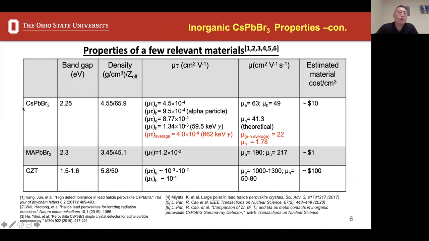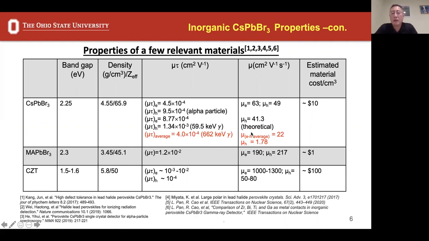Look at the cesium lead tribromide versus this other version of perovskite, methylammonium lead bromide, an inorganic-organic hybrid. It also has pretty good performance. But the problem with this hybrid halide is that it is not very stable in the environment. And also compared to CZT, we can see what the gap is between cesium lead tribromide and CZT.